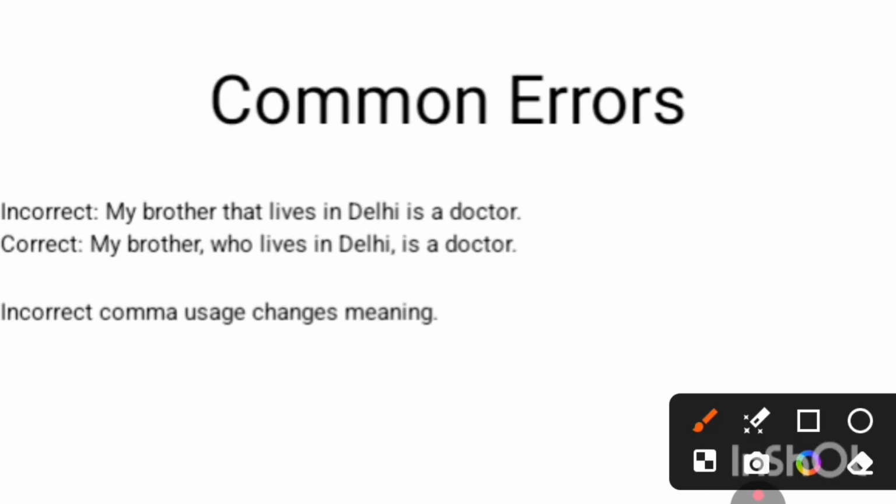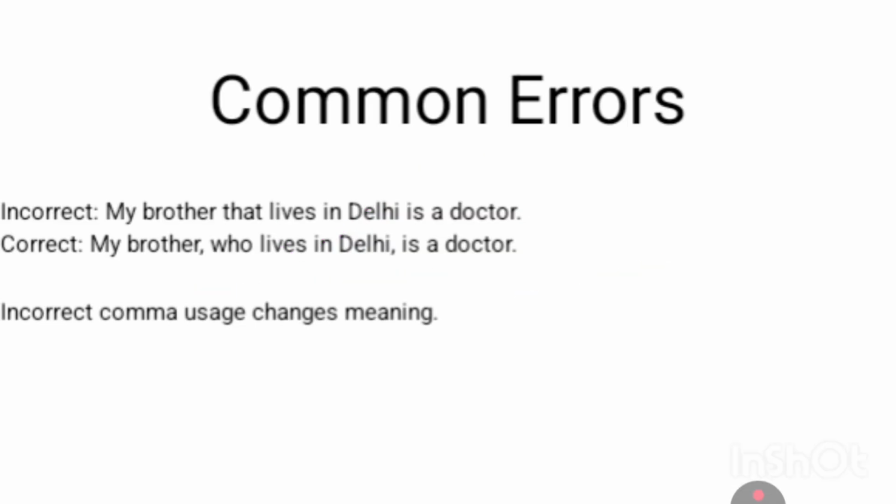Friends, look at this error. My brother that lives in Delhi is a doctor. Friends, here the correct sentence is "who lives in Delhi," and I have told you, if you separate it with commas, it carries the meaning that you have only one brother. If you do not use these commas, it means you have more than one brother, and you are trying to identify that brother who is a doctor. Friends, this is the difference in meaning. I think you can understand.